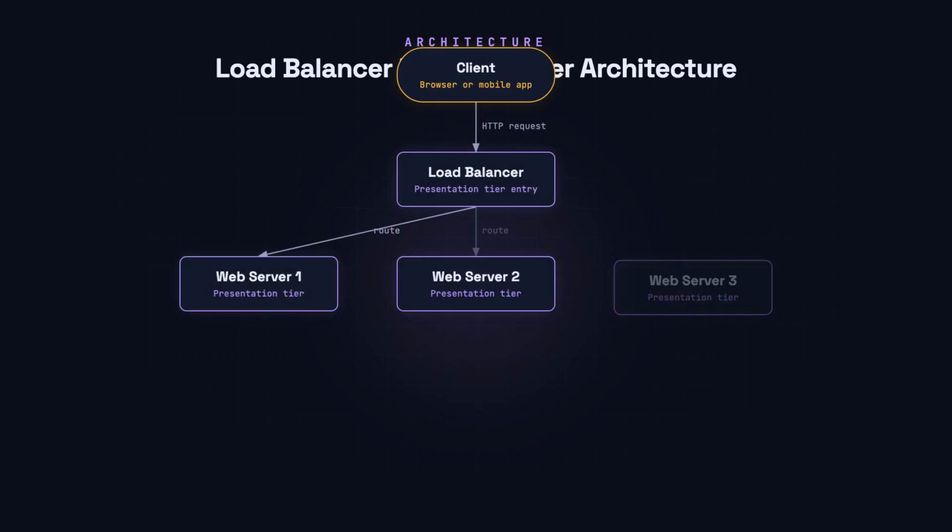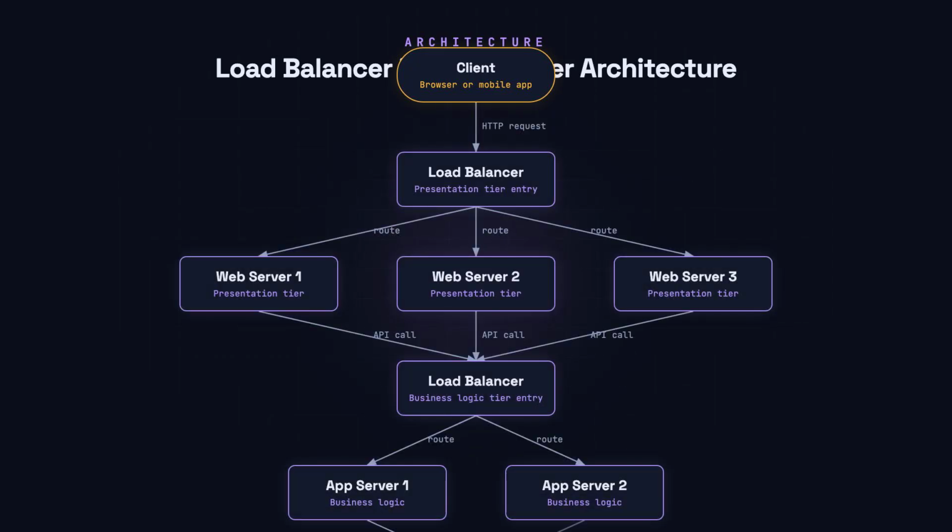Here is what load balancing looks like inside a 3-tier architecture. The 3 tiers are the presentation tier, your web servers that render pages or serve API responses; the business logic tier, your application servers that process rules and decisions; and the data tier, your database. A load balancer sits at the entry point of each horizontally scaled tier. The client never speaks to a server directly. It speaks to the load balancer, which then chooses one of the available instances and forwards the request there.